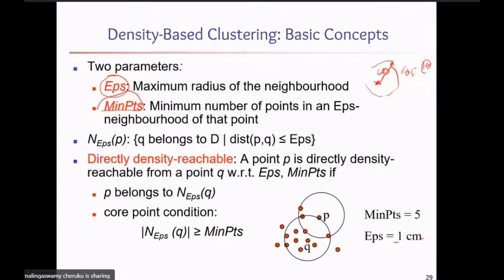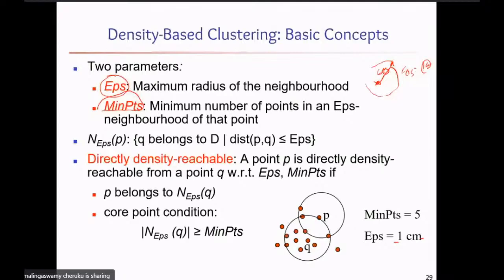It need not compulsorily be 1 kilometer. I can take 1 meter or 1 square, in a certain distance metric. Within this distance, how many people are staying? That's the minimum number of points. That way you can map it. So together these define the density. It means that these two are the hyperparameters for any density-based clustering algorithm, right?